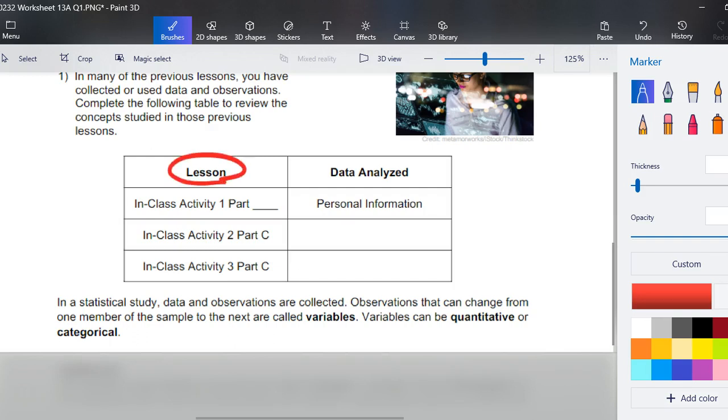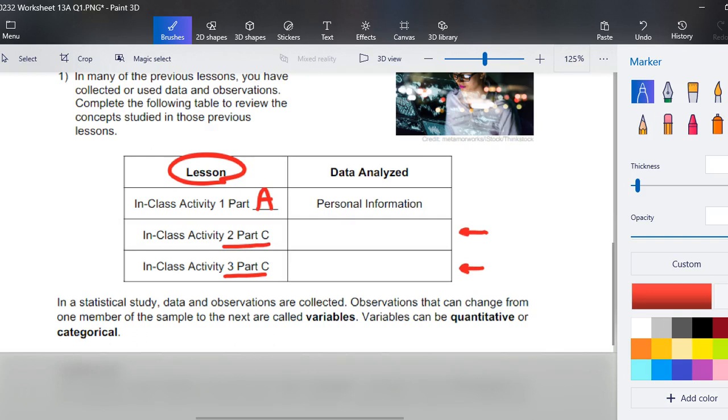So the lesson is the in-class activity part, and if you go back and look, it's part A where we discussed personal information, and then we've used that data often throughout the semester. Go back and look for activity 2, part C, and if you haven't already, hit pause, make sure you do, and fill in a couple of words here as to what you think the data are that were analyzed. And then finally for in-class activity 3, part C, looking at that data too.